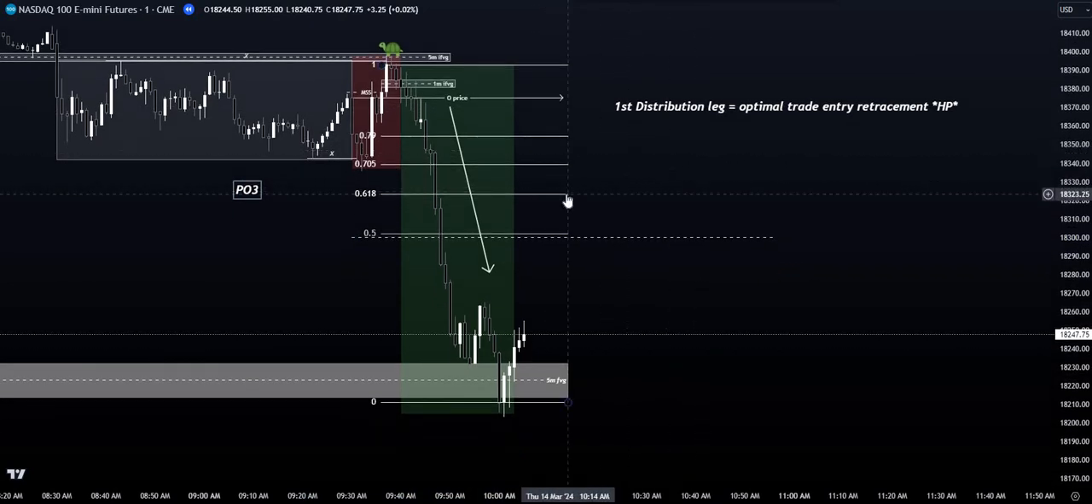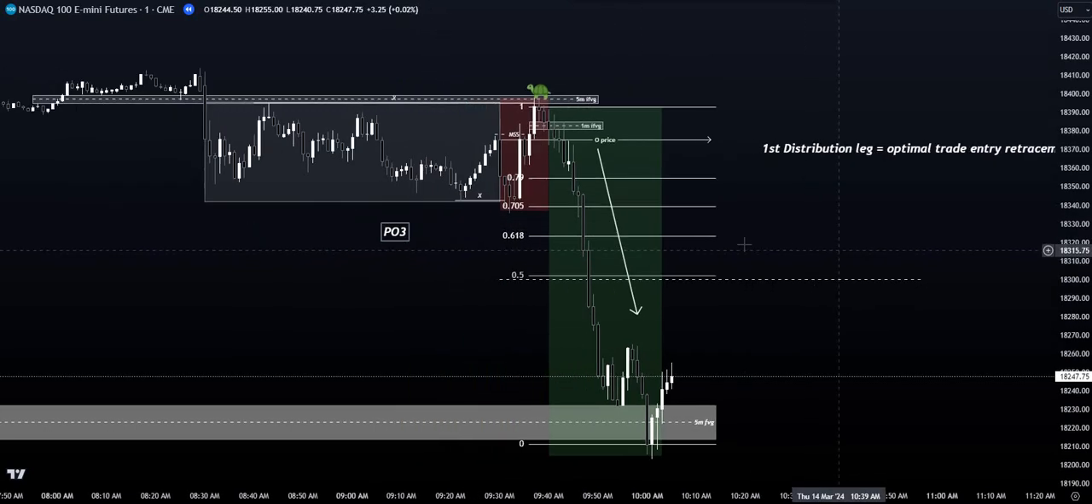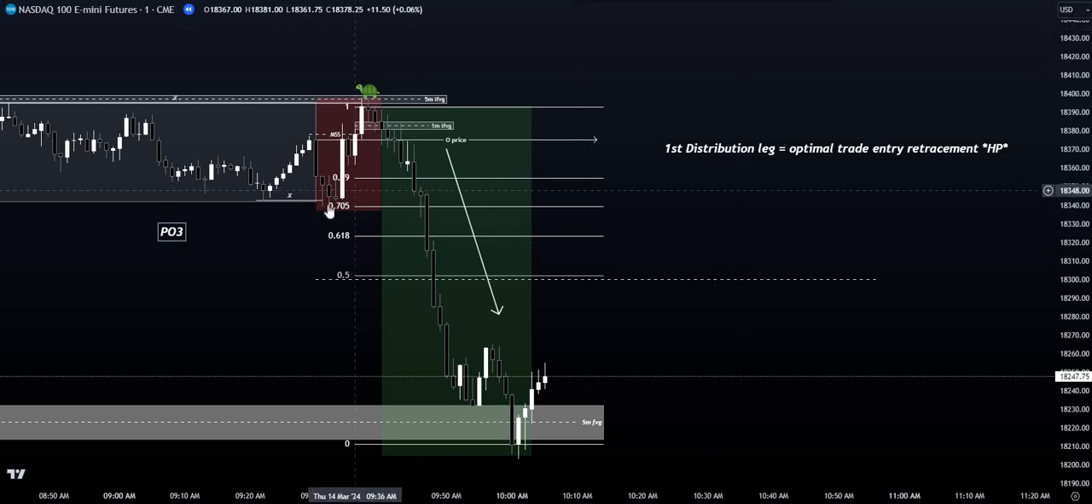So how do we know which one it is going to do? Since this is the first distribution leg, we can anticipate us coming into at least the 0.618 area. So what we want to look at is this fair value gap right here. And if we do not come into this fair value gap, we want to be looking at the next PD array up, which is going to be this breaker block.